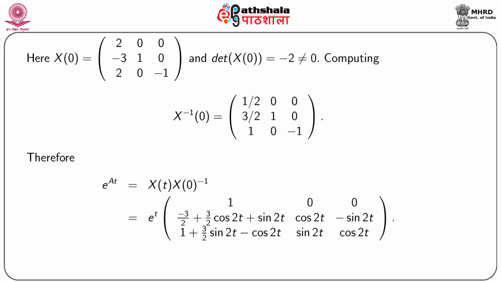Therefore, e to the power At is equal to X(t) into X(0) inverse, and if you substitute these two matrices and multiply, you will get e to the power t times the matrix with rows (1, 0, 0), (-3/2 + 3/2 cos 2t + sin 2t, cos 2t, -sin 2t), (1 + 3/2 sin 2t - cos 2t, sin 2t, cos 2t).